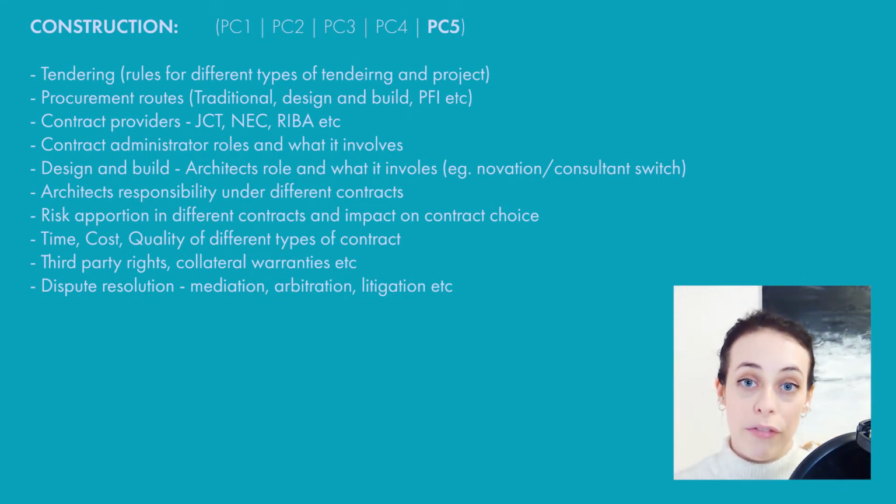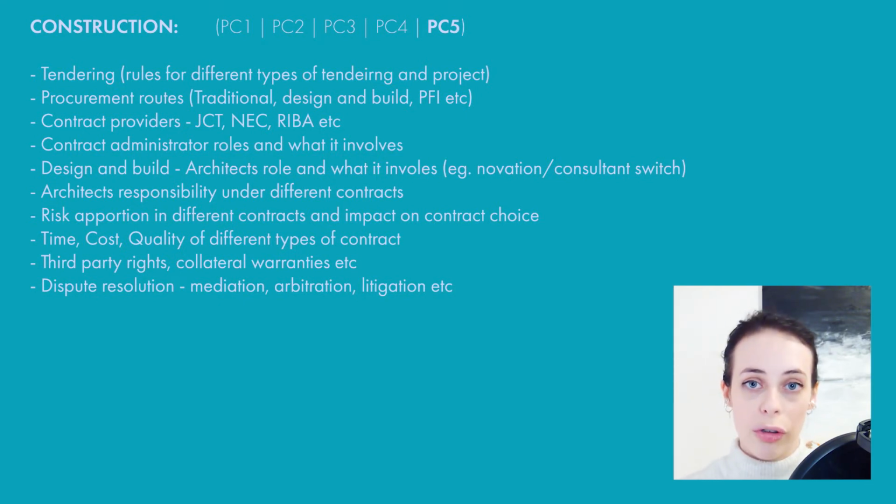And then the provider of the contract, so JCT, NEC, the RIBA also do their own construction contracts as well. You need to understand those kind of providers, differences between the types of contract, what you would advise people to do, and what the responsibilities of the architect are under those.